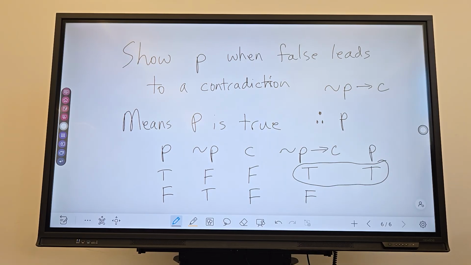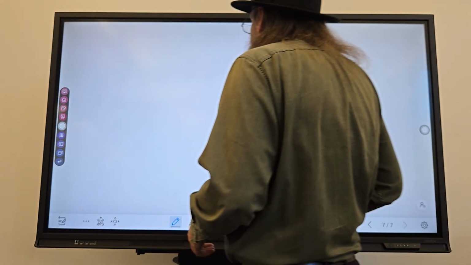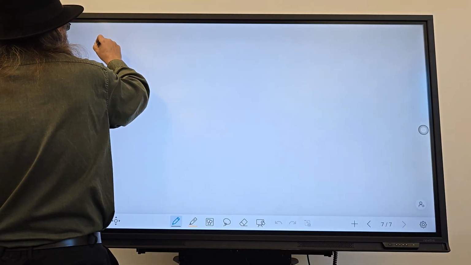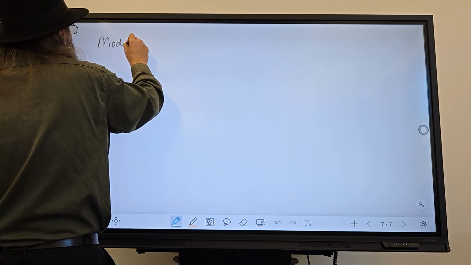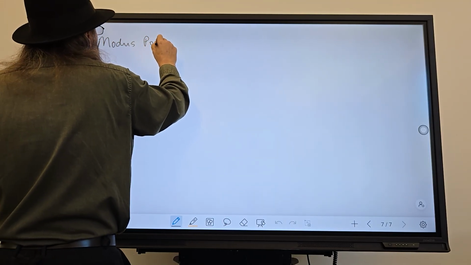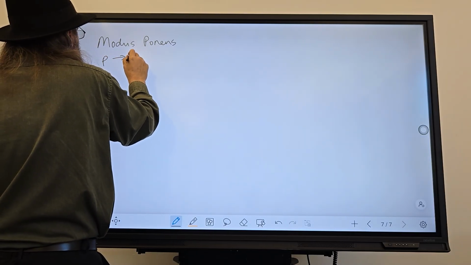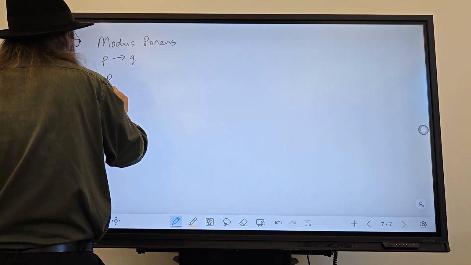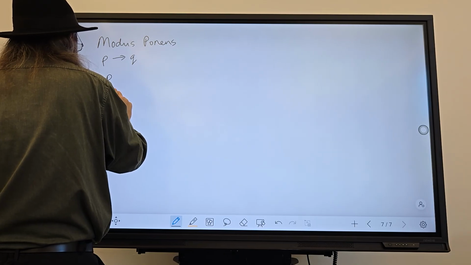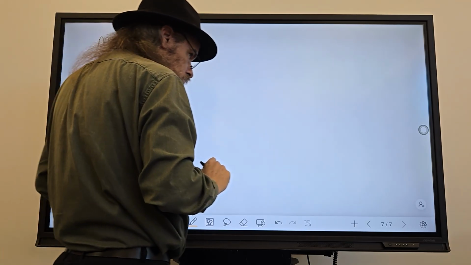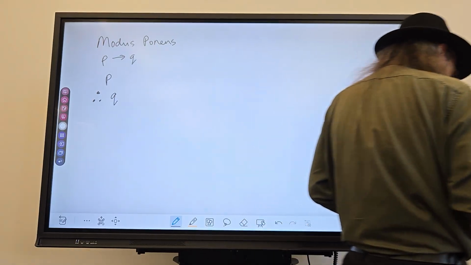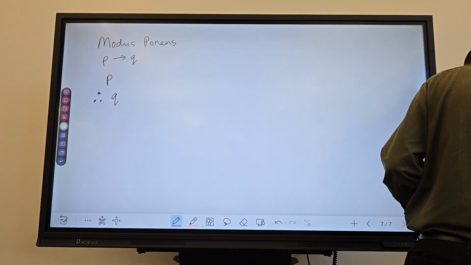Now, a quick summary of the rules of inference. I need my glasses for this. This is tiny writing here. Modus ponens: if P, then Q. P, therefore Q. Modus tollens.